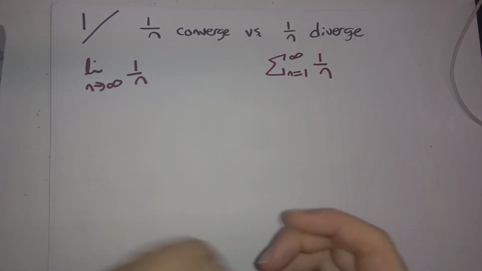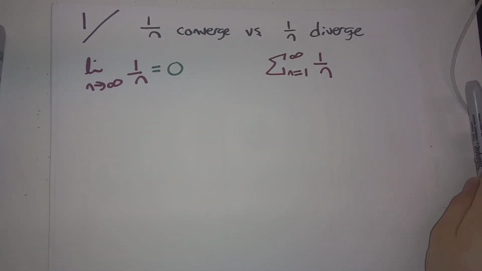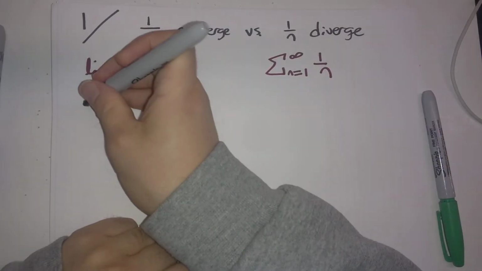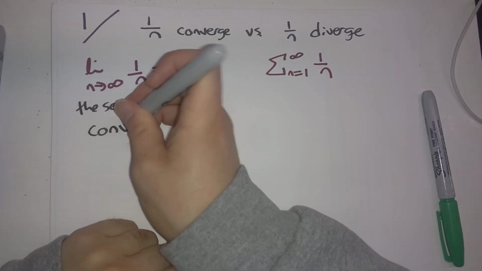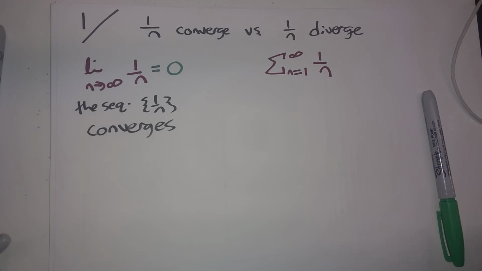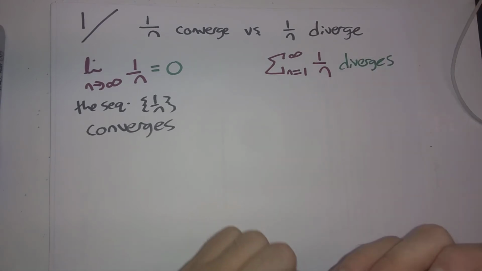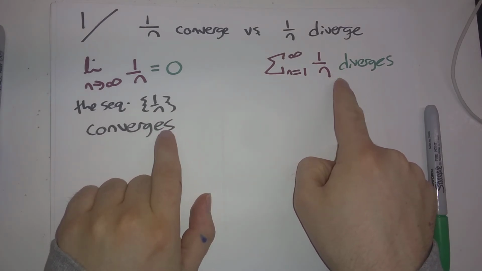So we know that this limit here is equal to 0. That's pretty easy to see. And so what the fact that this is equal to 0 tells us is that the sequence 1 over n converges, and it converges to 0. However, this series over here is the harmonic series, a very famous series. The harmonic series diverges. It's a p-series with p equal to 1. And so we have these two differing behaviors here.